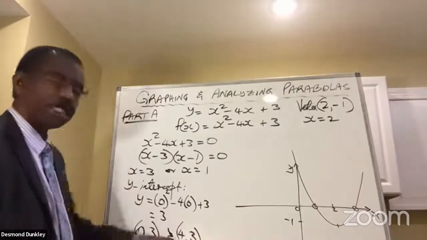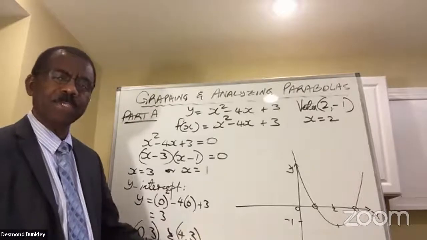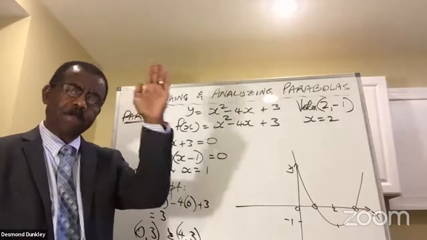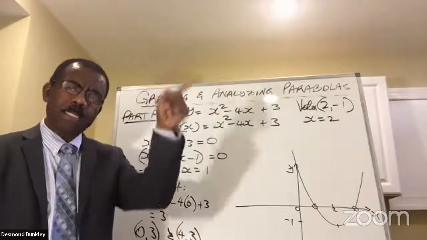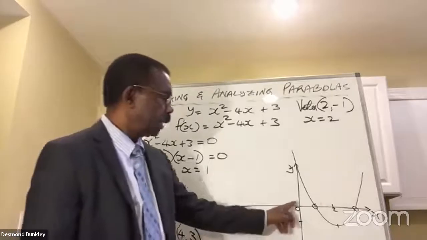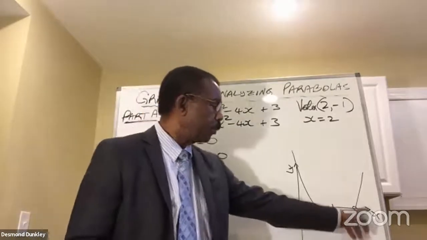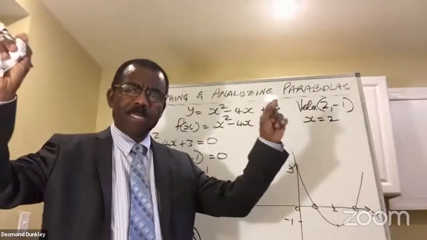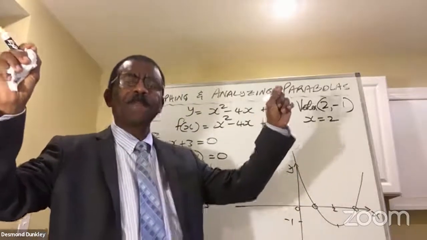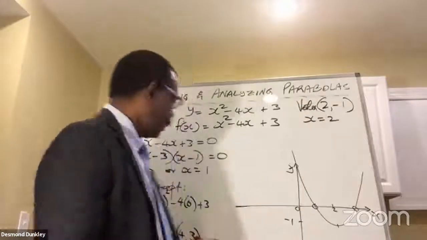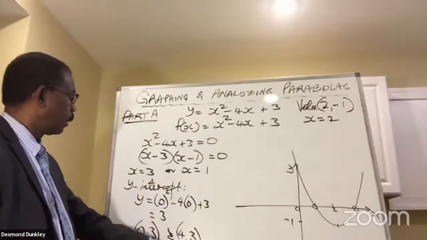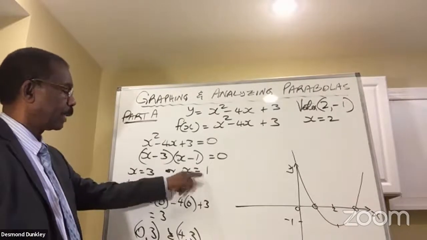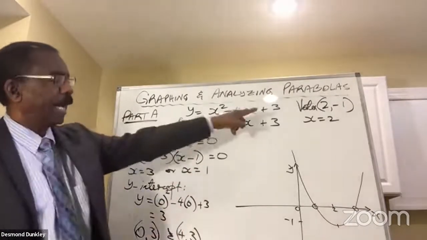This point corresponds to that point. It's the mirror image of this point, with the mirror, the axis of symmetry, smack in the middle, x is equal to 2. So 0 is 2 from 2. So we have to go 2 to the right, and then of course go up 3. And that will be the corresponding point for the y-intercept.